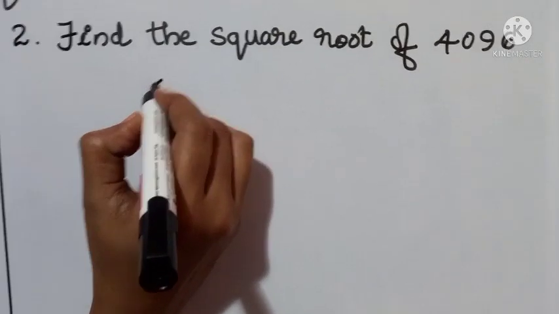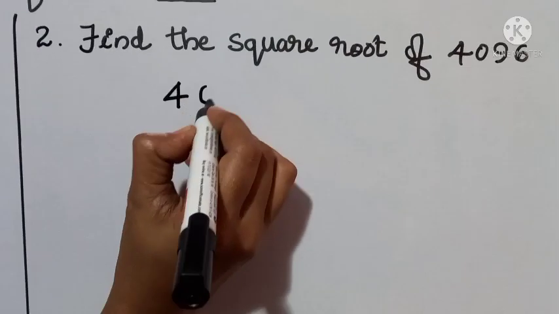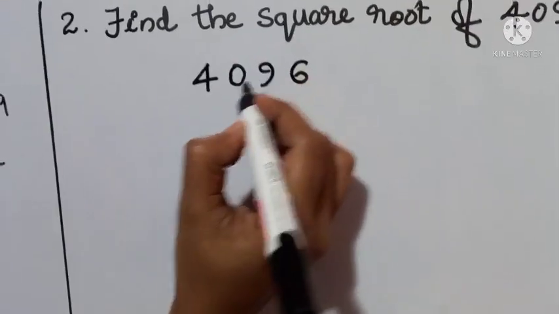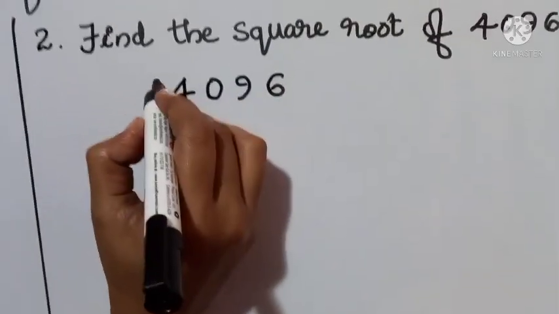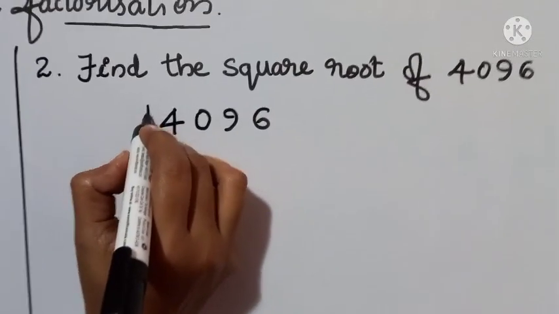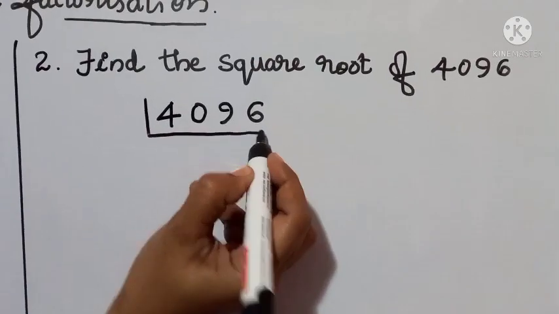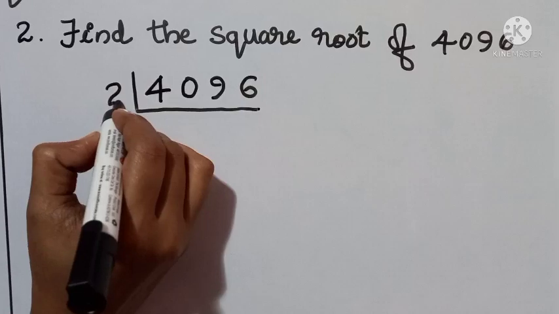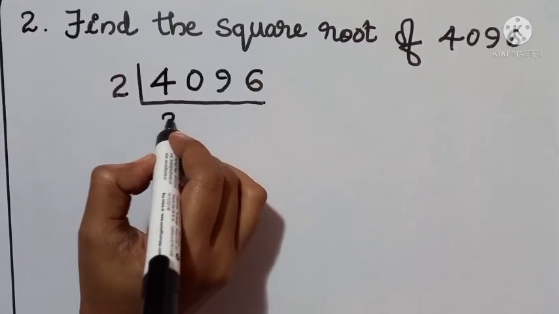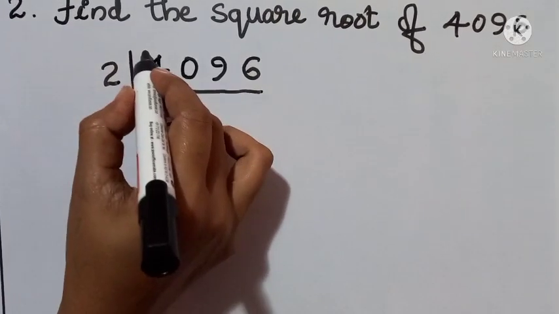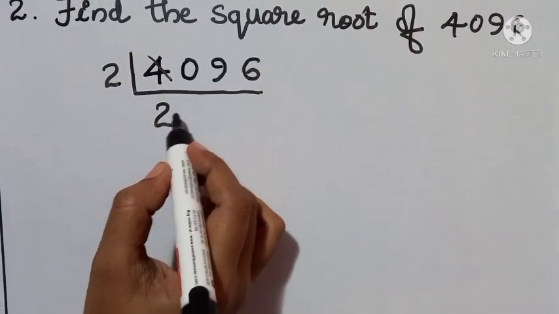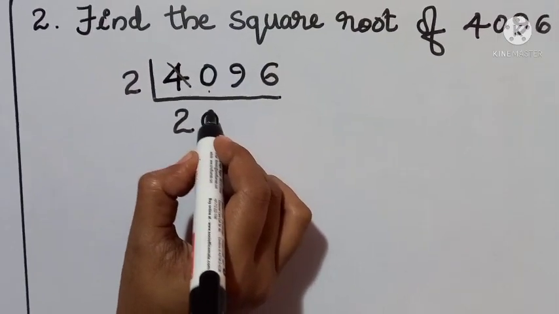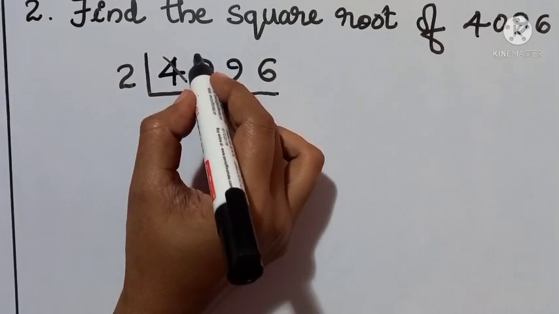Okay, children, then we can write that 4096 here. As I told you the first time, leave a little space in between the digits, and then we are dividing it. This is also an even number, so it is divisible by 2. In 4, 2 times 2 is 4, there is no remainder, so we can cut this 4. And now here is 0. In 0, 0 times, there is no remainder now.